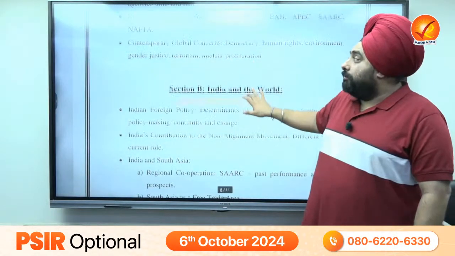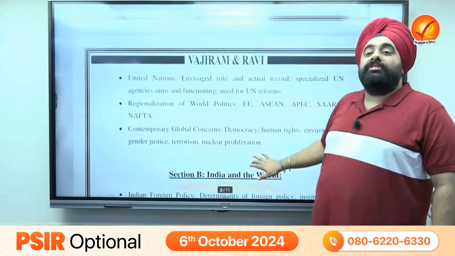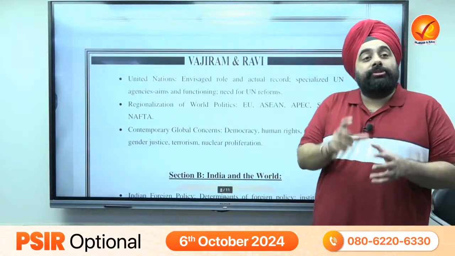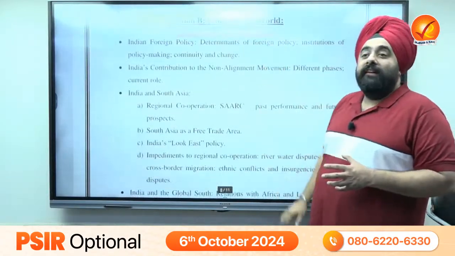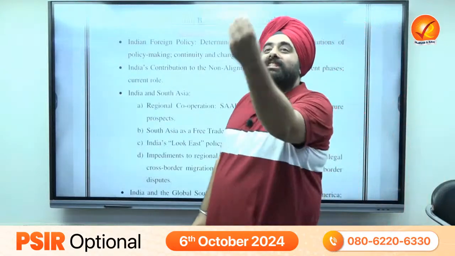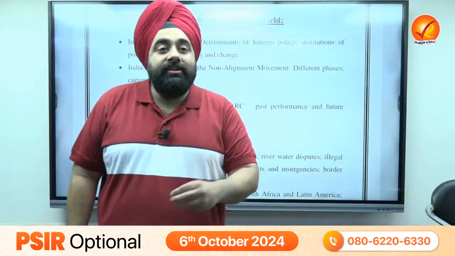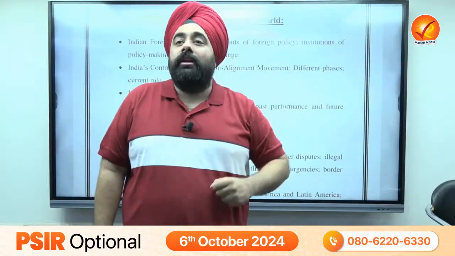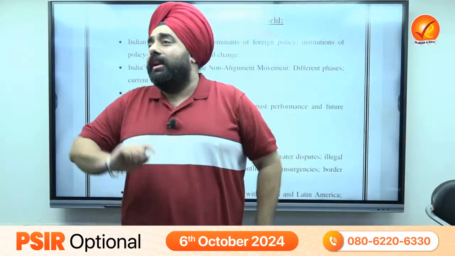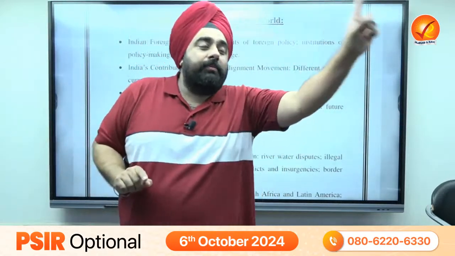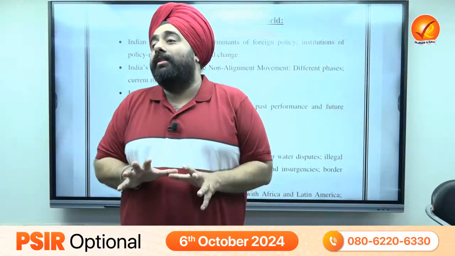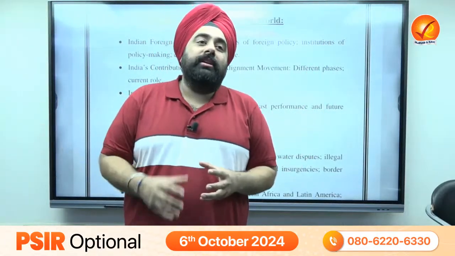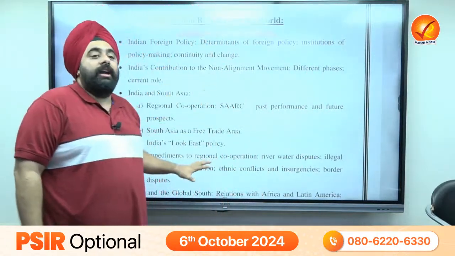So these are chapters which are part of PSIR paper 2, section A, and section B is India and the world. That means how India is engaging with the world, how India's relationship with the world, India's relationship with its neighbors, India's relationship with Europe, India's relationship with Africa, with the US, with major power centers of the world. Indian foreign policy. The entire section B is based on that.